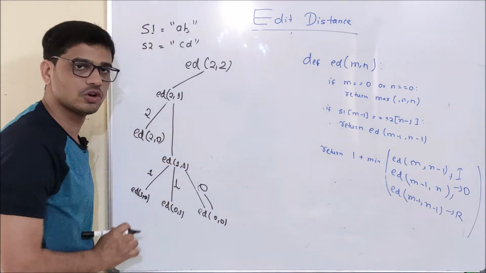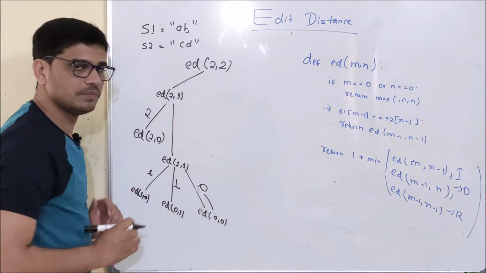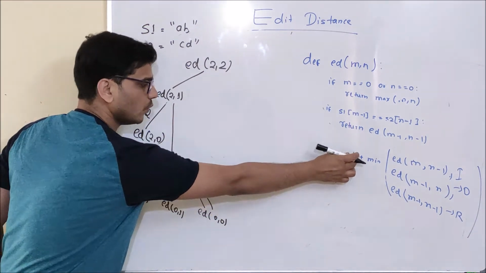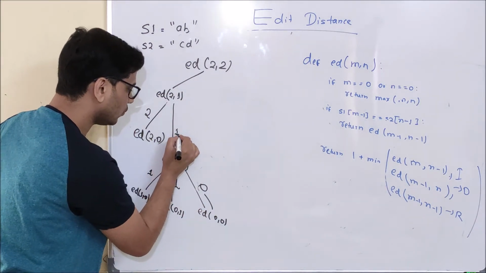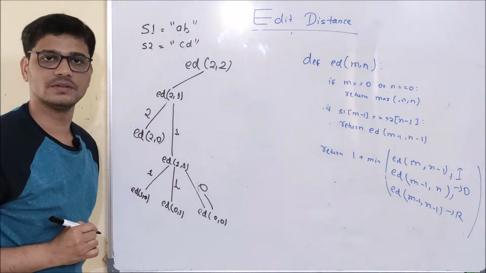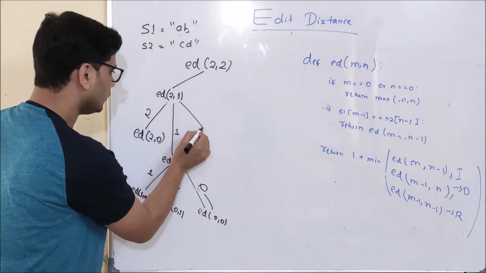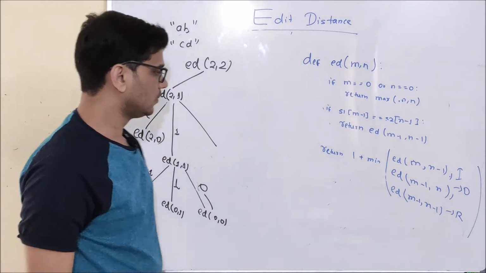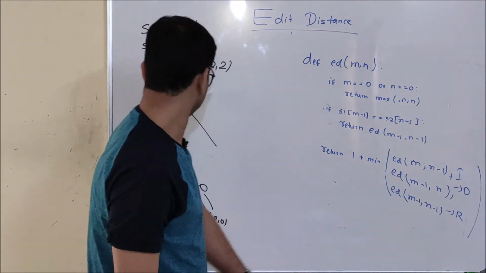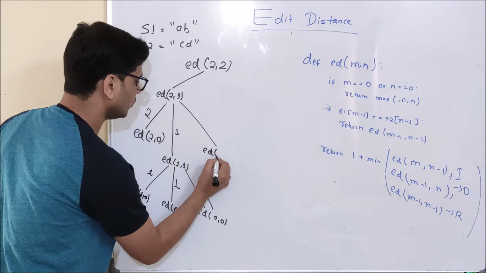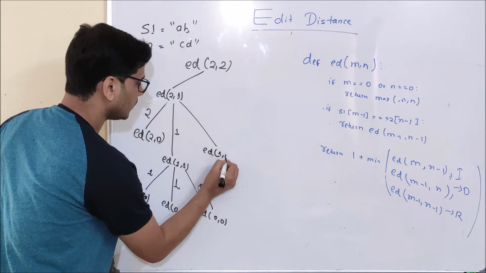And what will ed of 1, 1 do? It will choose the minimum. What is the minimum? 0. And it will add 1 to it and will return 1 to its calling function. Okay. So now ed of 2, 1 will make a function call for replace. That is, it will make a function call to ed of 1, 0.